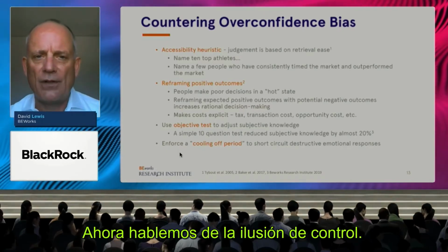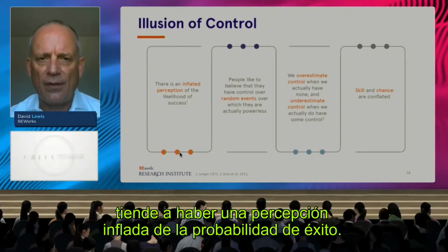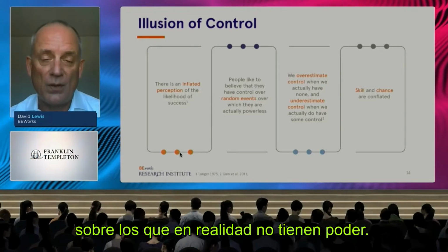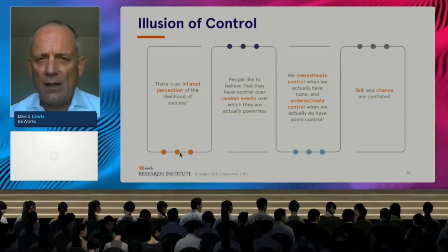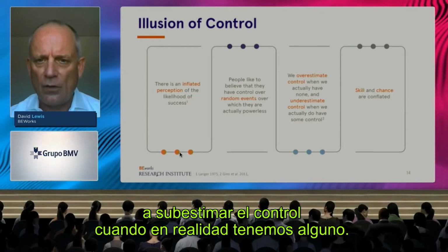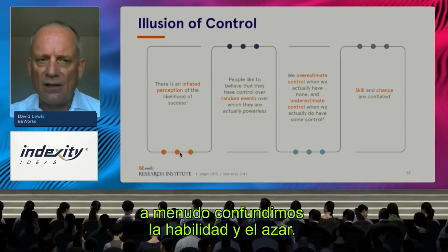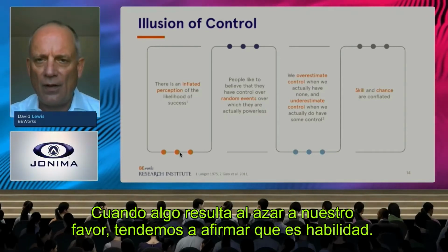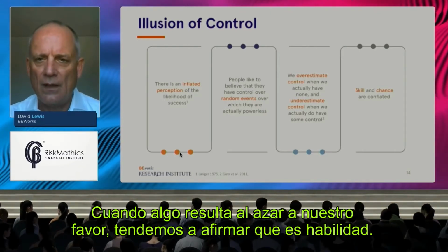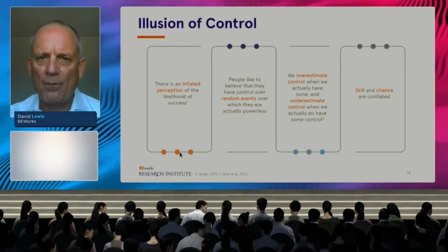Now let's talk about illusion of control. With illusion of control, there tends to be an inflated perception of the likelihood of success. People believe they have control over random events over which they're actually powerless. We tend to overestimate control when we actually have none and underestimate control when we actually do have some. And we often confuse skill and chance. When something turns out randomly in our favor, we tend to claim it's skill. When it goes against us, we tend to claim it's chance or bad luck.